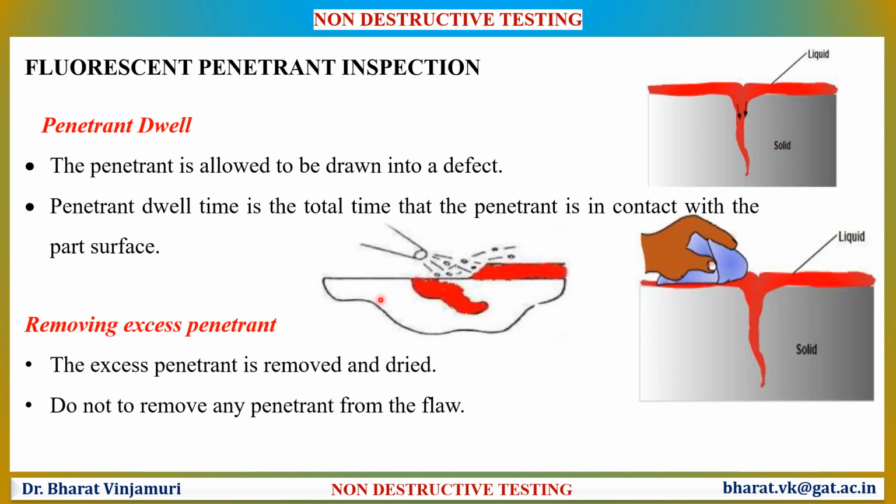Later, the excess penetrant will be removed from the part surface either by washing with water or a solvent. Then it should be dried with air. Care should be taken not to remove any penetrant from the flaw.